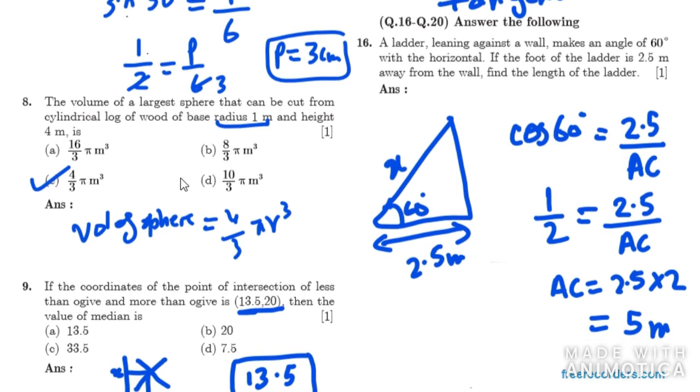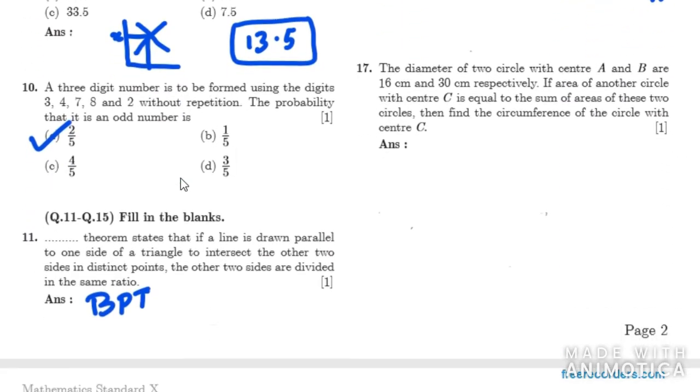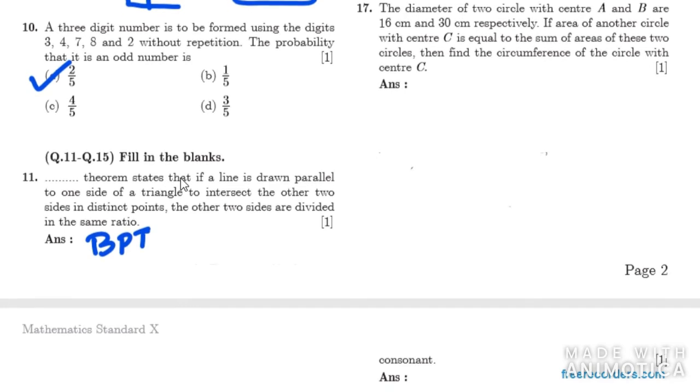Now moving on to next, it says question number 17. The diameters of two circles with centers A and B are 16 and 30 centimeter respectively. The area of another circle with center C is equal to the sum of areas of the two circles. Then find the circumference of the circle with center C. That means we have two circles, and the area of a circle is pi r square. So pi r1 square plus pi r2 square equals pi r new square.